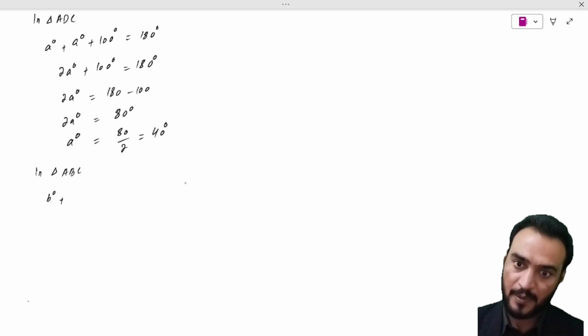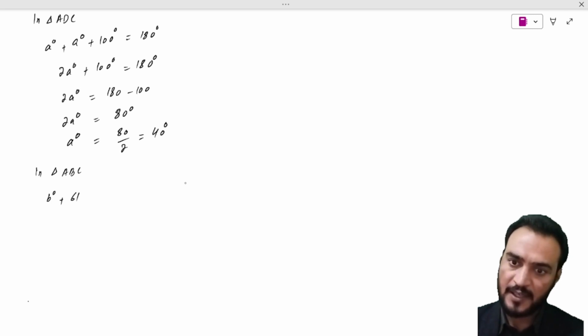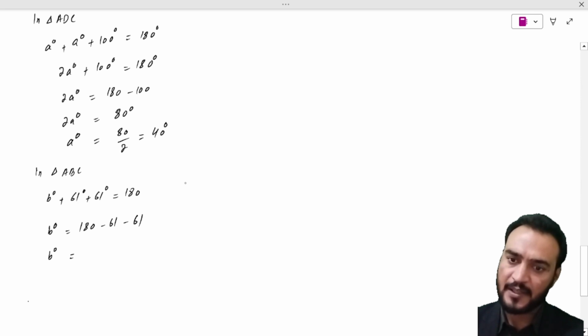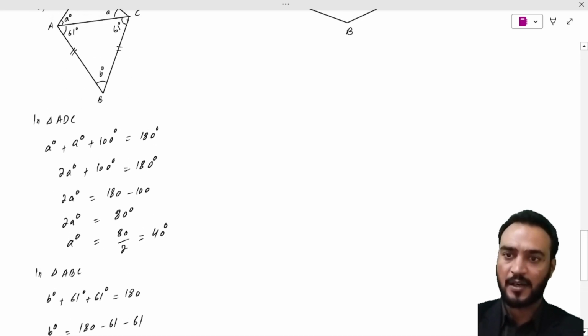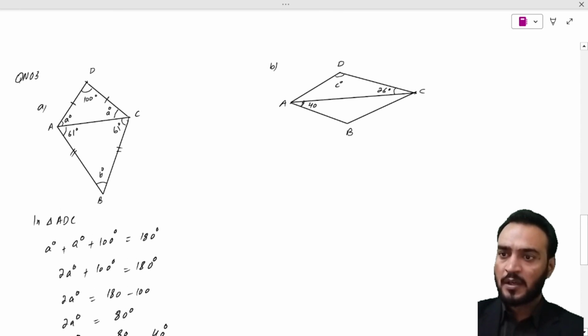So B degree plus 61 degree plus 61 degree is equal to 180 degree. So B degree is equal to 180 minus 61 minus 61. Subtracting these two angles from 180 degree, we get the value of B degree, which is equal to 58 degree. Hence both the unknowns in part A are now known. Now we will solve part B of this exercise.